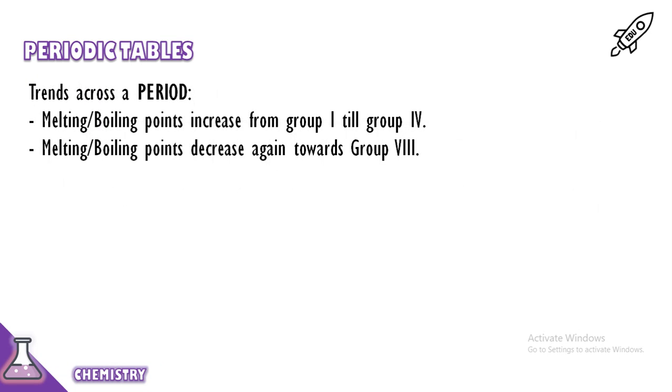So let's now talk about trends across a period. Melting and boiling points increase from group 1 until group 4, and melting and boiling points decrease again towards the 8th group.